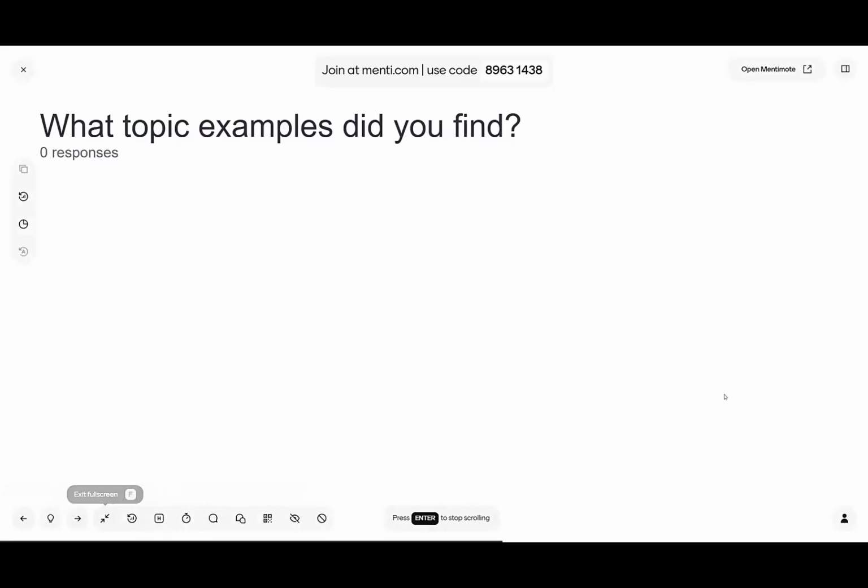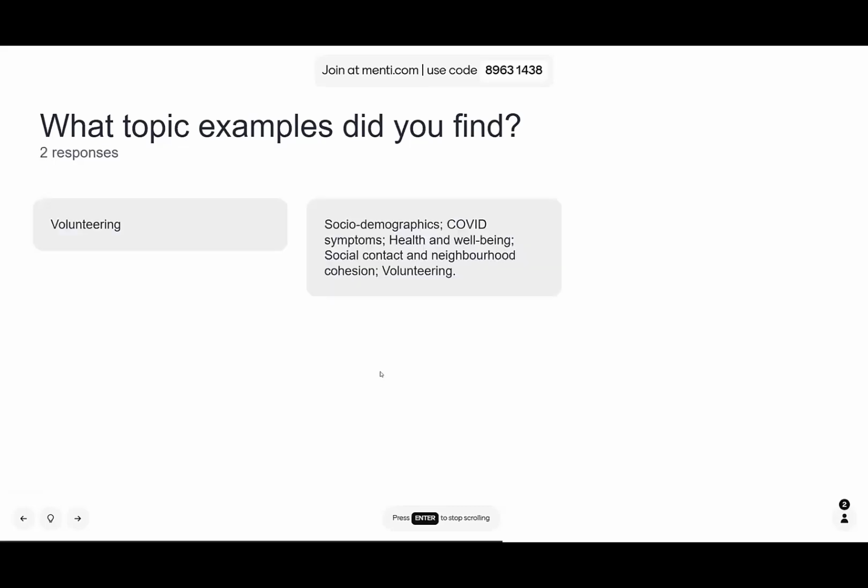Sorry, I think that's an error. Oh no, yes. What topic examples did you find? So in the documentation, what topics did you find in that guide? Yeah, those are some of them. So volunteering, socio-demographics, health and well-being, social contact, neighborhood cohesion. Yeah, health and well-being. Just let a few more answers come in case anyone's typing. I don't want to cut you off. Okay, so yeah, homeschooling.